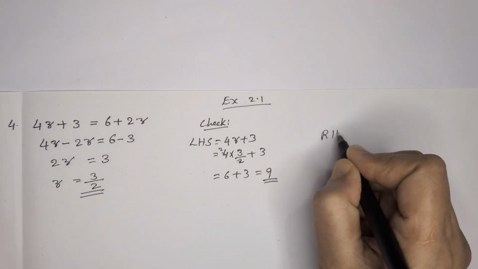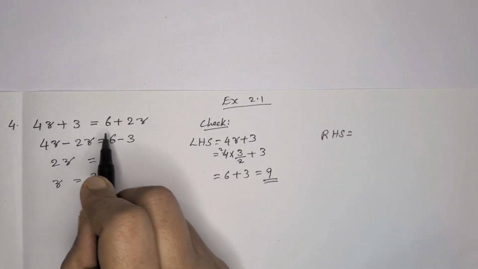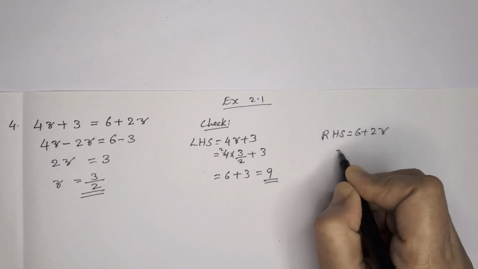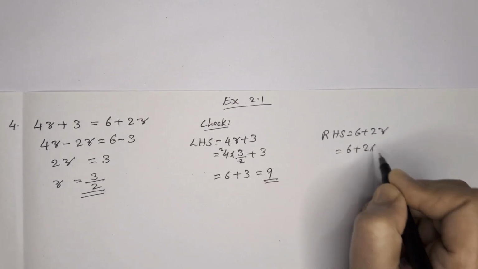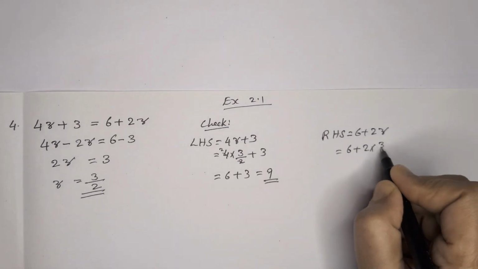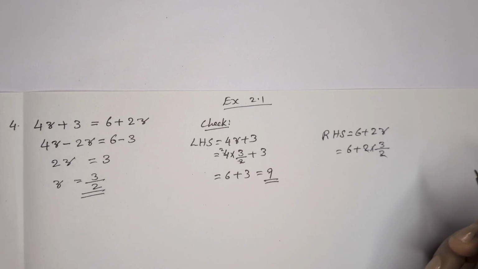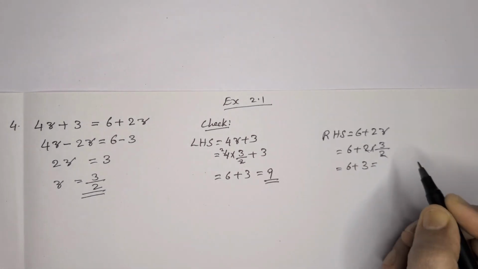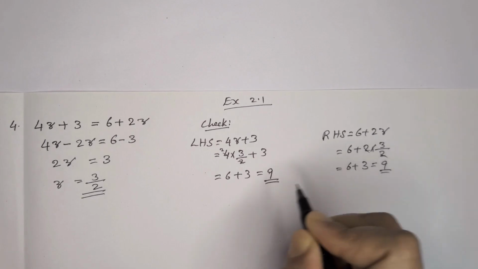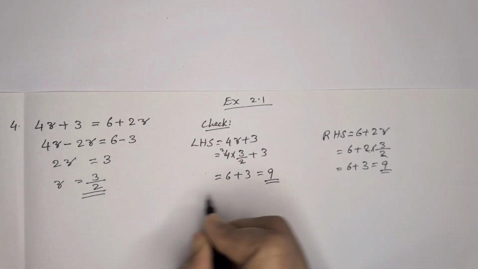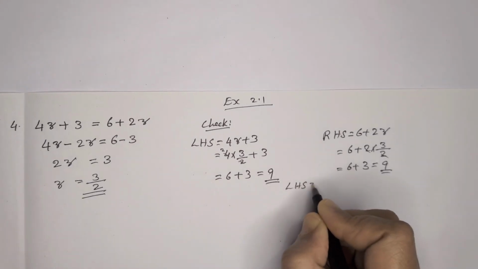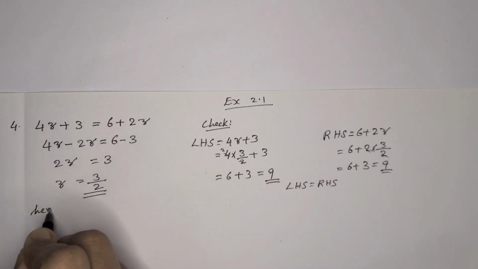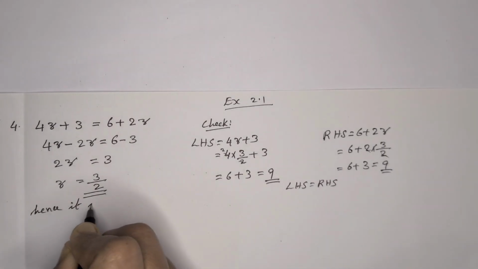RHS, 6 plus 2z is equal to 6 plus 2 into 3 by 2. 2 and 2 can cancel. Is equal to 6 plus 3 is equal to 9. Here also LHS is equal to RHS. Hence it is correct.